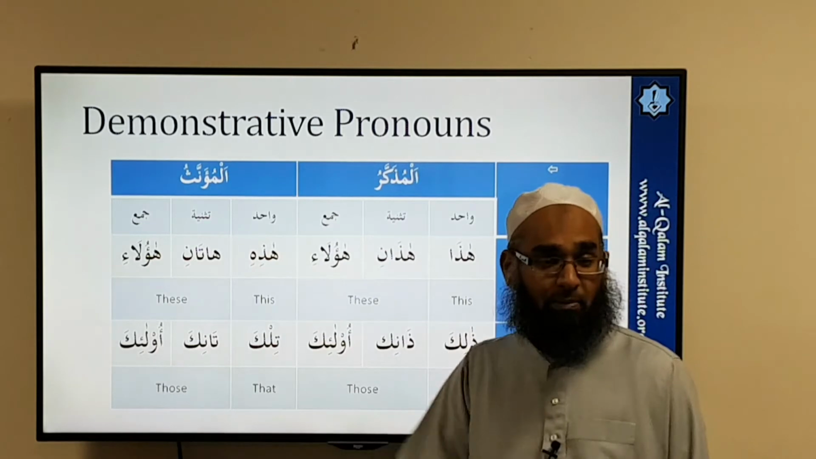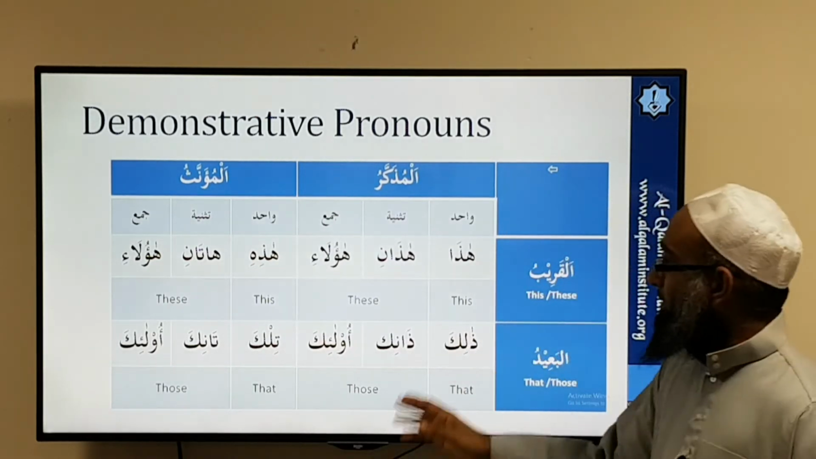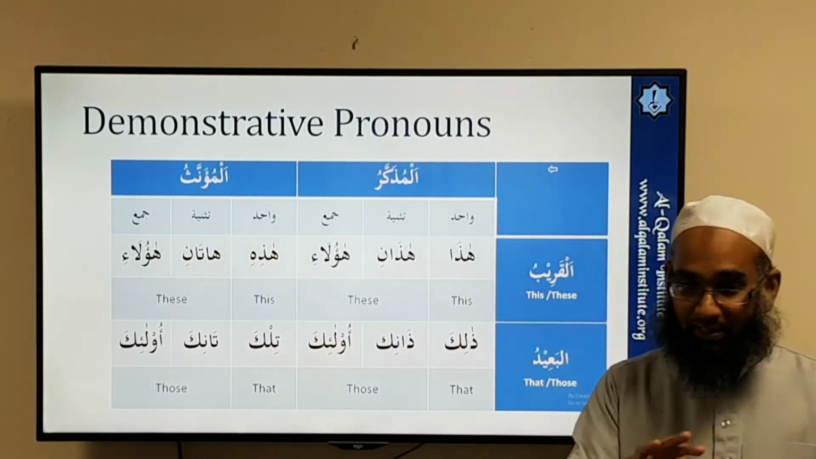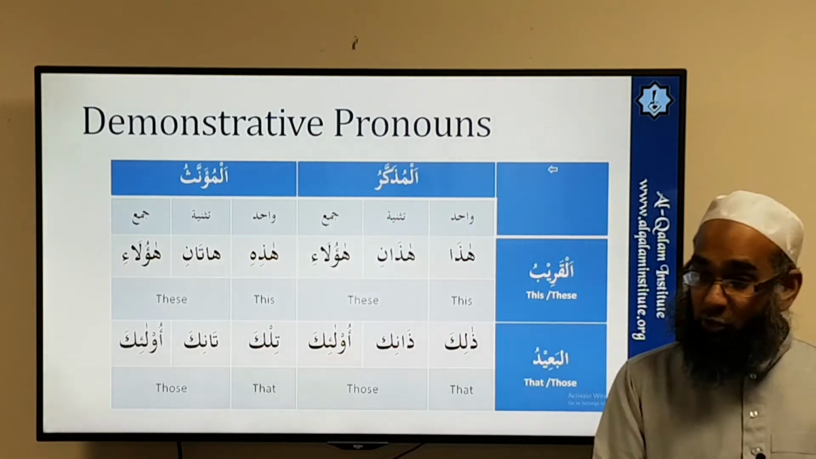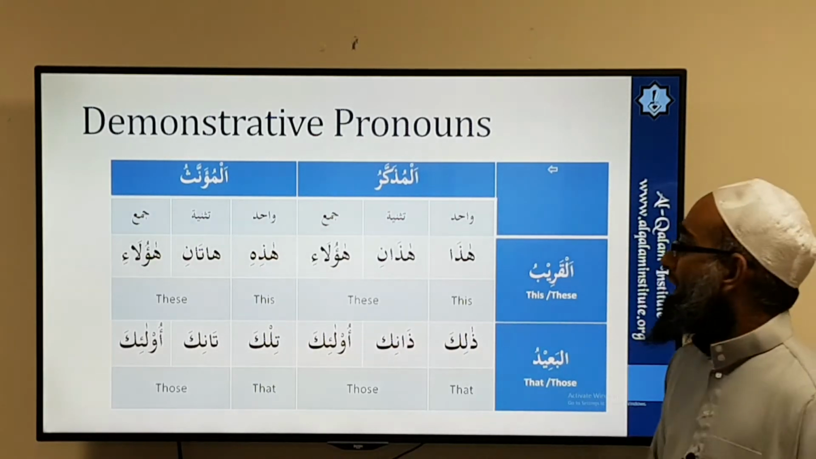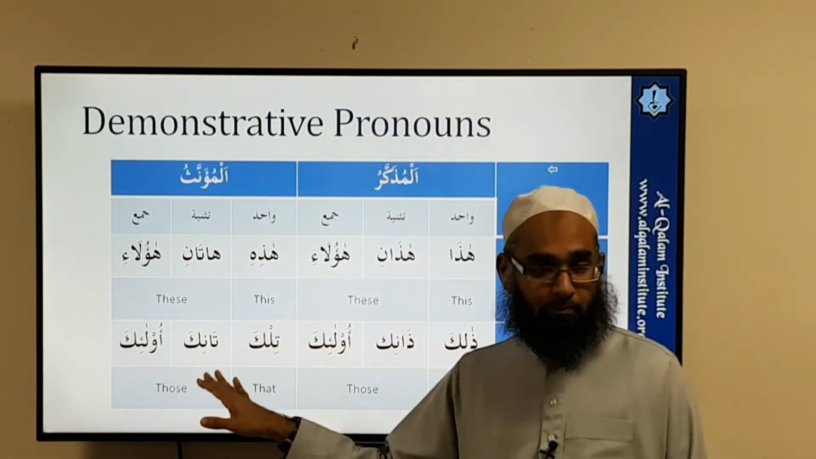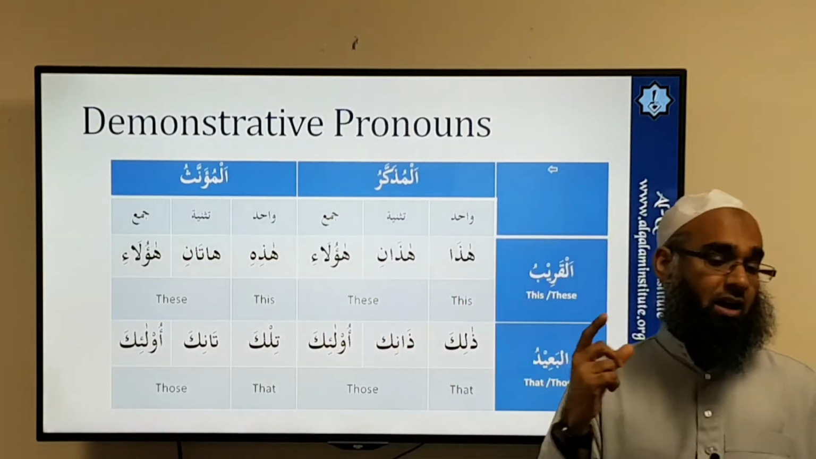There's not a separate table for feminine in English. In Arabic you have a separate table for feminine, that makes it 8. Then you have to add a form for the dual. So you get 12 altogether. And it's something you need to learn properly. And there's a set of words which come over and over again in the Arabic language.